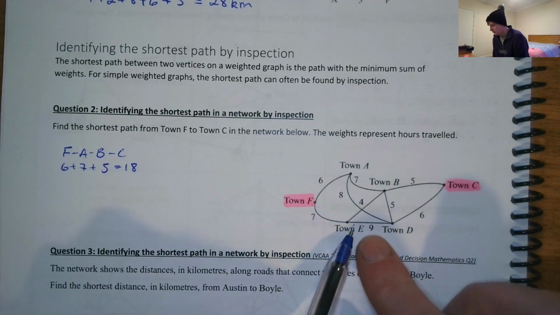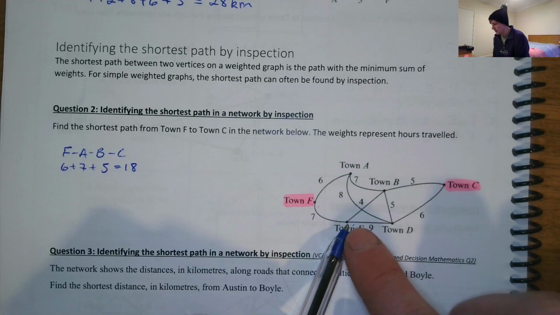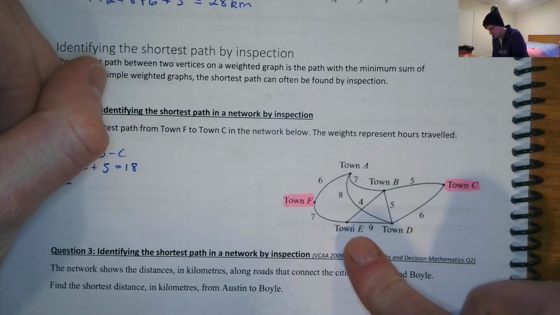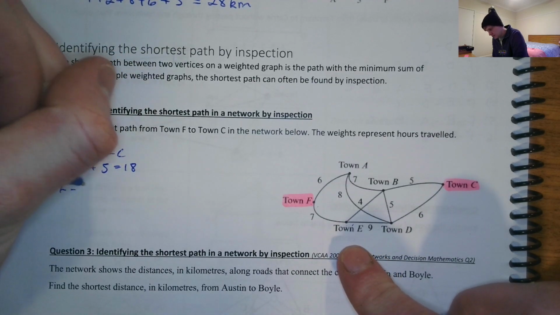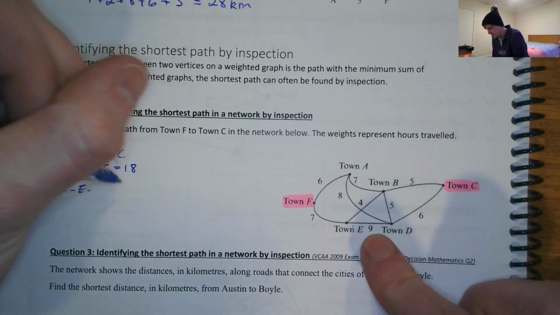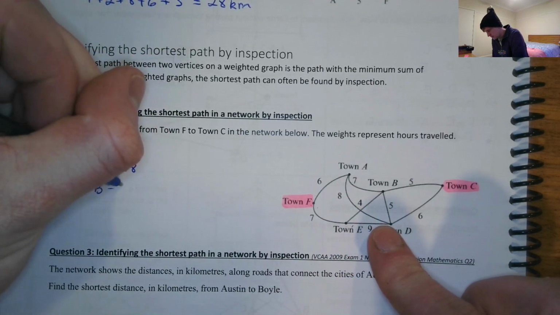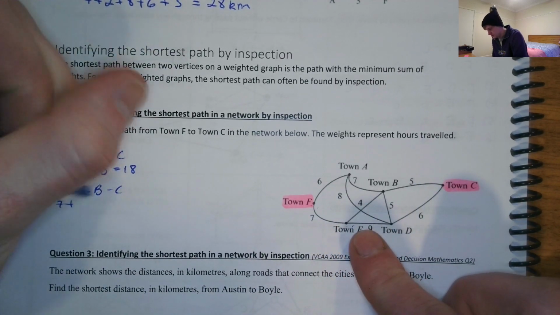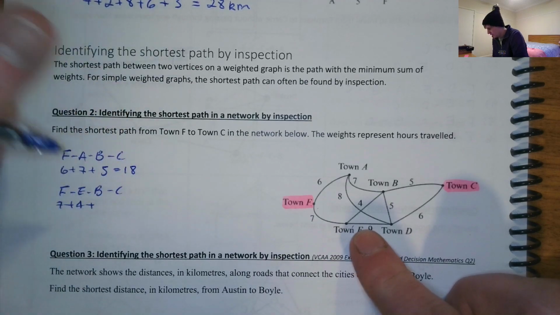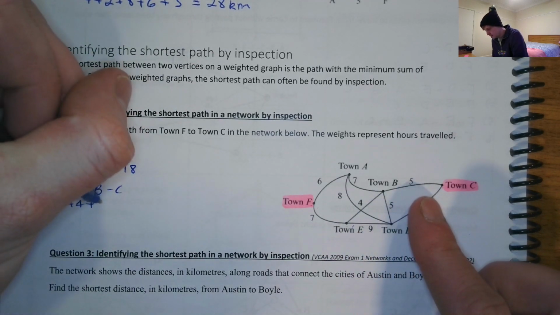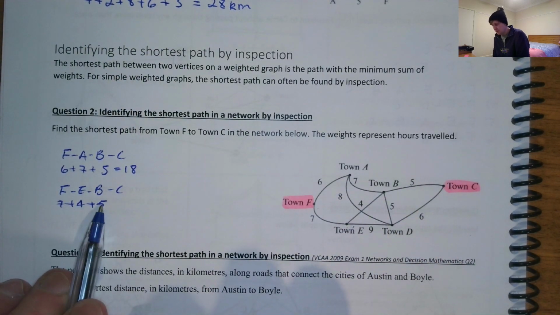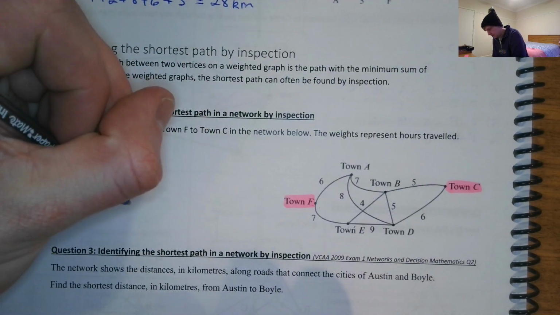F to E, and then I want to avoid that 9. So then to B, and then to C. So F to E to B to C. F to E is 7 plus 4 plus 5, right? 7, 4 is 11, plus the 5 is going to be 16.